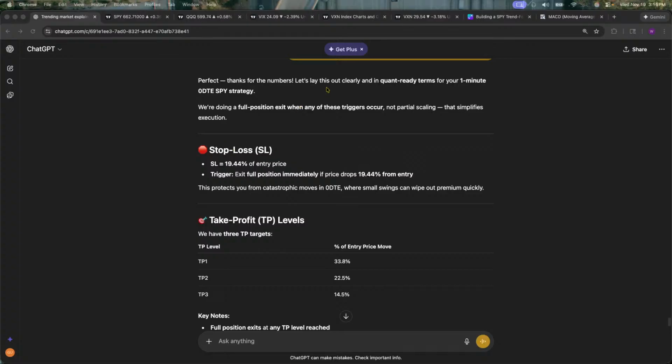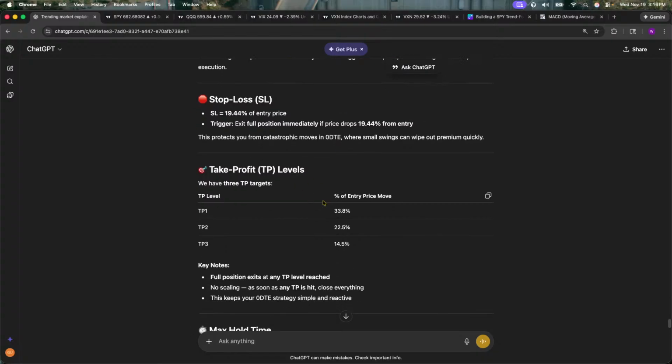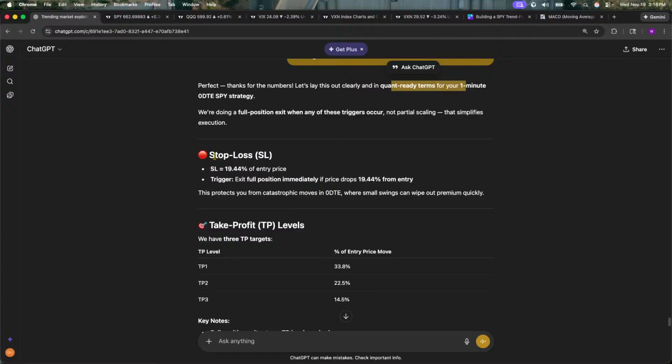All right, perfect. Thank you for the numbers. Let's clearly lay it out in quant ready terms, bro. I gave you quant one time and you just want to over index using that word. Stop loss, full exit position immediately if the price drops 19.44% from entry. This perfect. Oh shit. You know what I want? Damn.